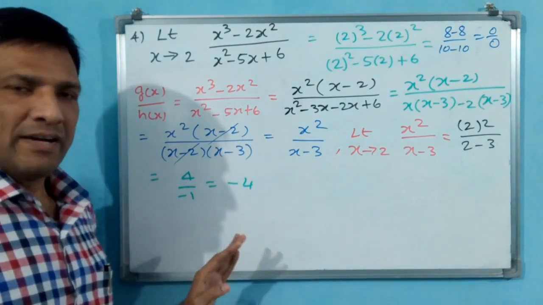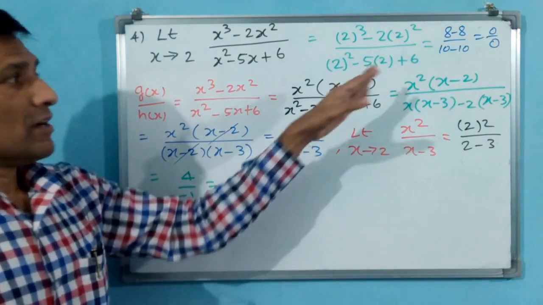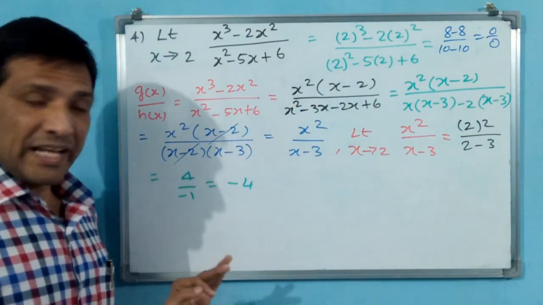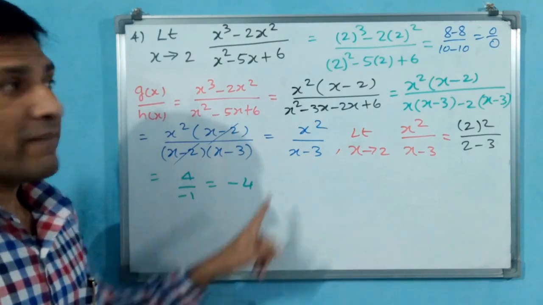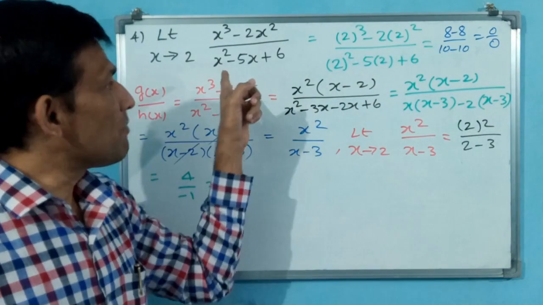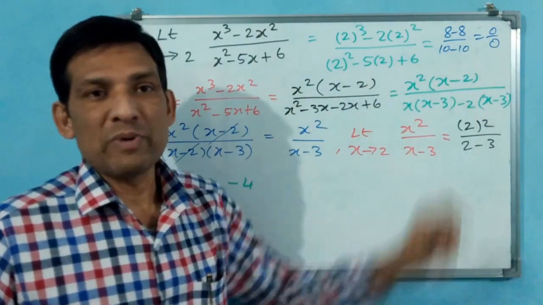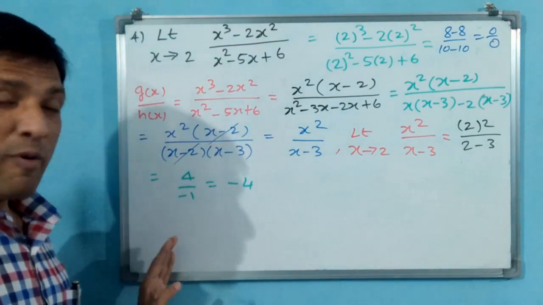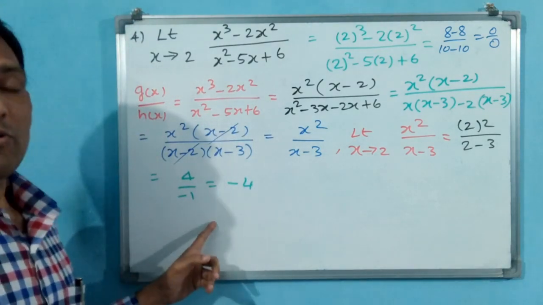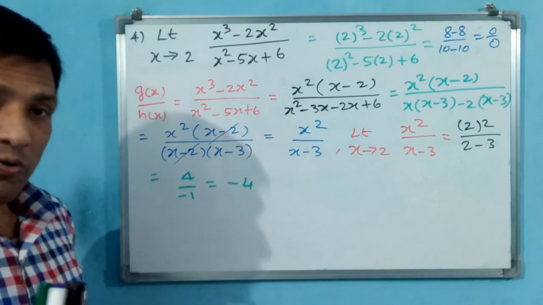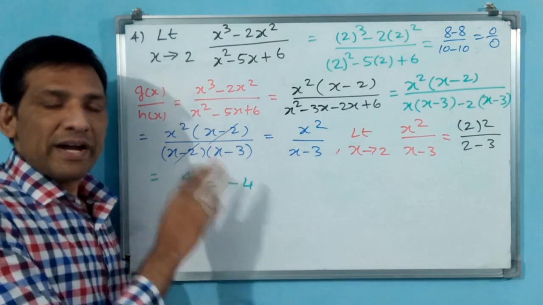4 examples we have done. We have understood the concepts. Now you can tell that limits are different from functions. If you go by the function only, then you are going to get 0 by 0. But if you go by the limit, then you are going to get some value. Now you can say that this is the turning point of the limit.